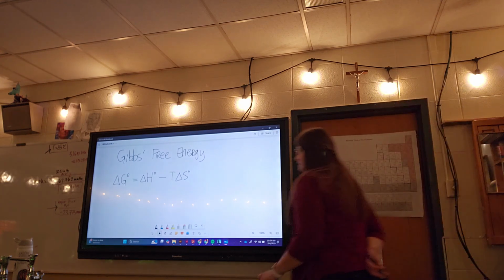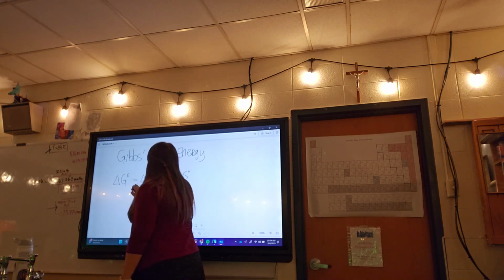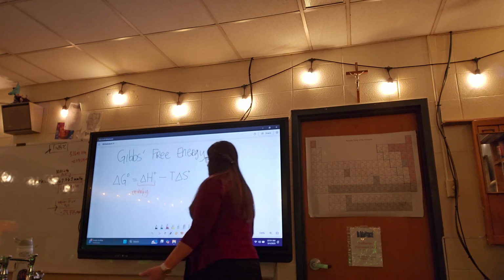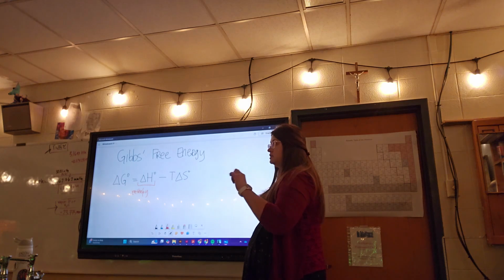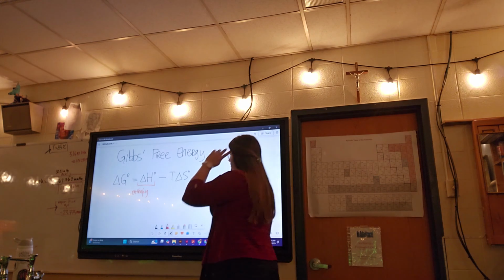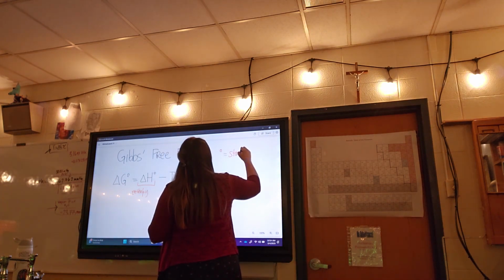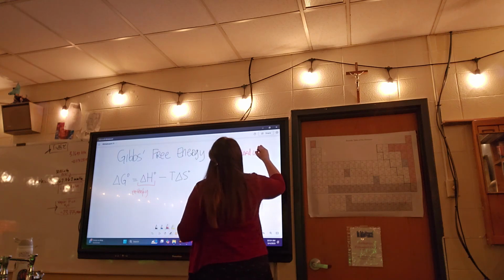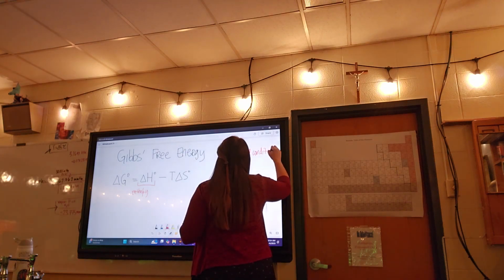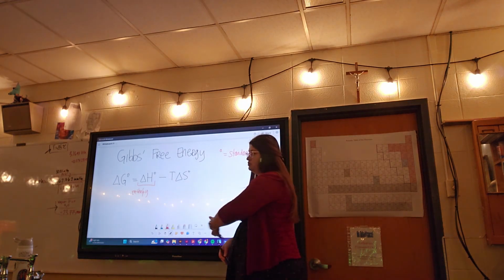So let's start with the things that we already know. Delta H is called enthalpy, or H is called enthalpy. Delta always means change in. And if we have that little degree symbol, it means that we are running the experiment at standard conditions. So if you see that, that means you're at standard conditions. Standard conditions is not the same thing as STP. But it does give you a value for temperature and pressure.